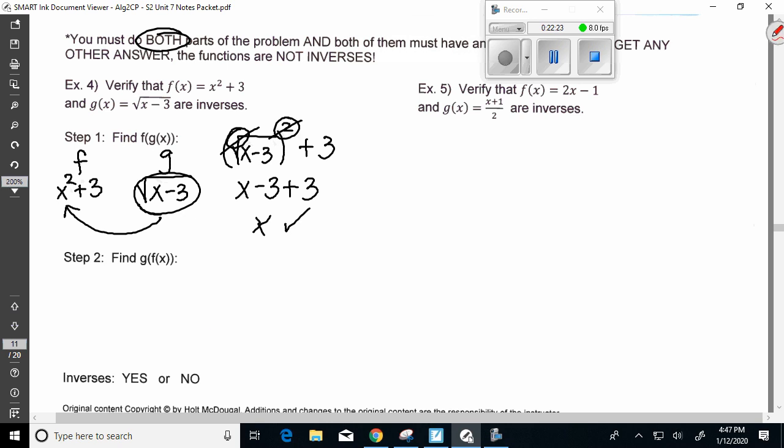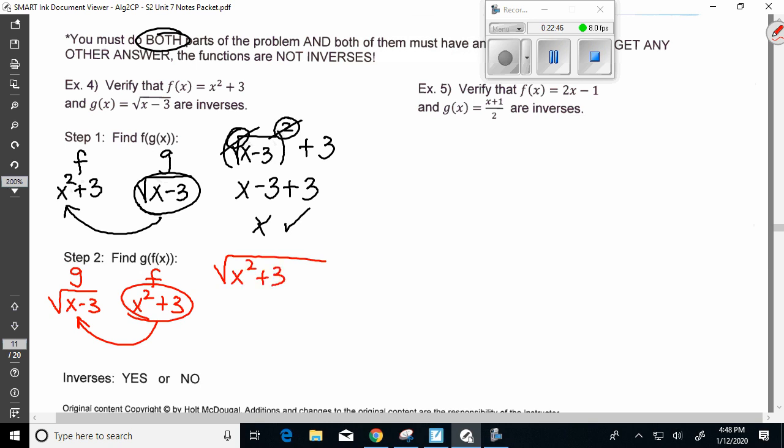Now we do it the other way around. G of f of x. So G is the square root of x minus 3. F is x squared plus 3. Take the f function, plug it in for x in G. So that sets itself up as the square root of x squared plus 3 minus 3.